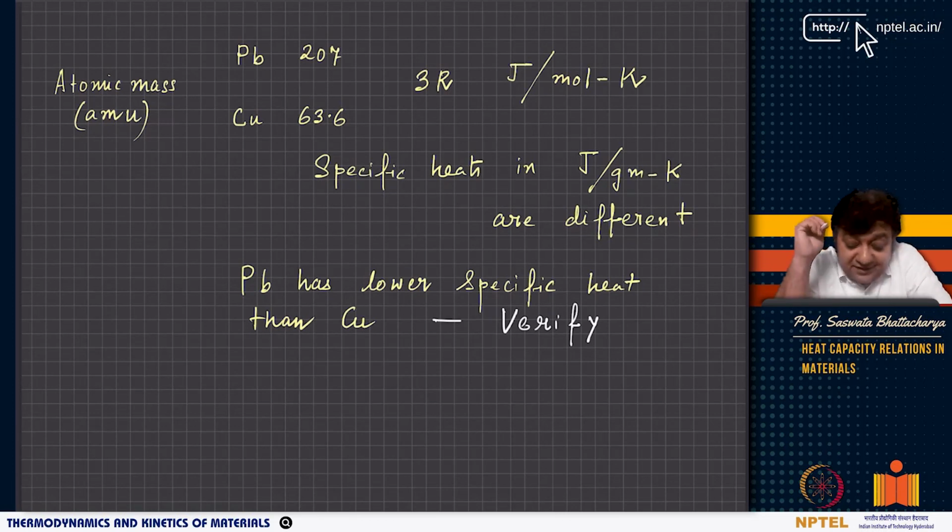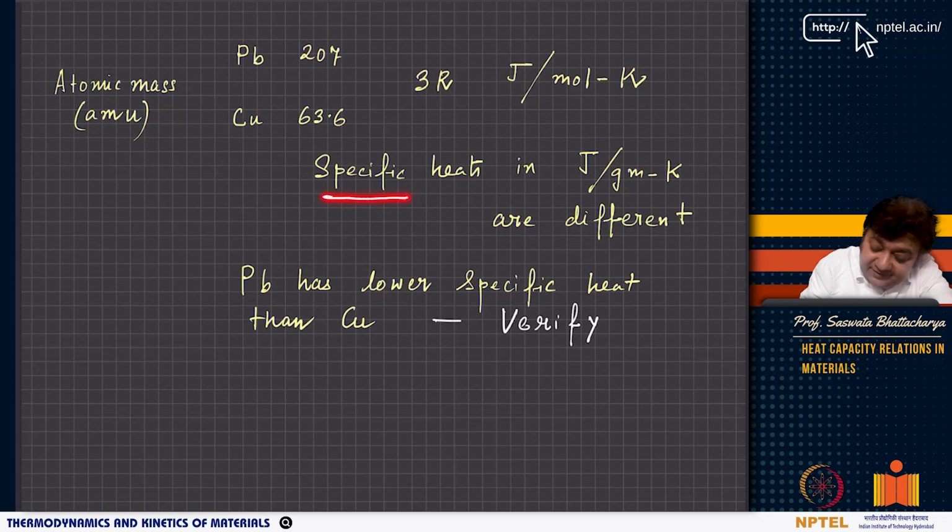Remember, there is one very interesting outcome of Dulong and Petit's law. At room temperature, copper and lead both have the same molar heat capacity, which is 3R. Now, if that is so, how are they different? They are different, we know that. They are different because the specific heats are different, right? Because this is joule per mole Kelvin, which is 3R.